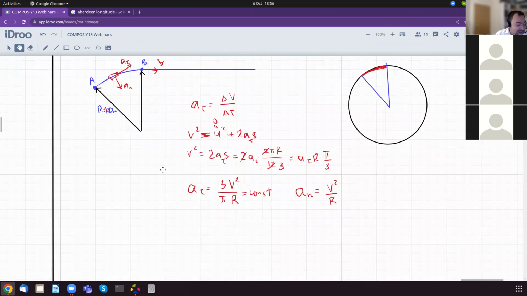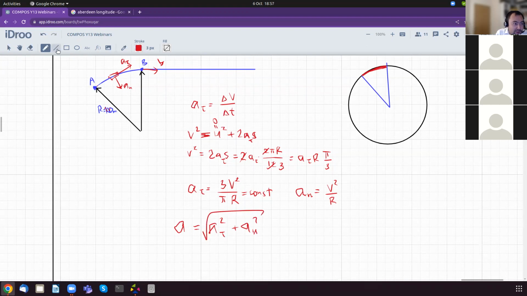And the normal acceleration, the v squared over r, by definition of circular motion, it's not by definition, of course. We have proven that in the assignment. And you know that the total acceleration is equal to the square root of a tangential squared plus a n squared, because it's the vector sum of the two. So this is the acceleration of the car. It's accelerating along the road and perpendicular to the road at the same time. And that is the total acceleration. We sub that in. So it's going to be 3v squared over pi r, squared, plus v squared over r, squared.